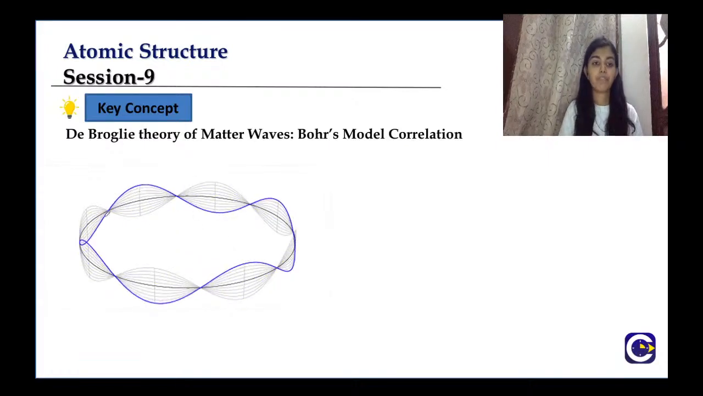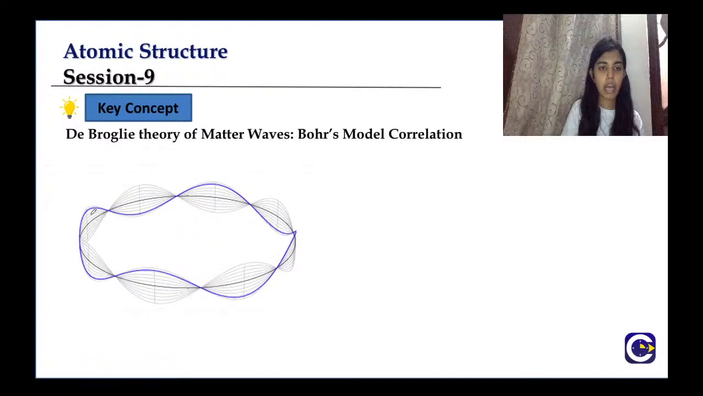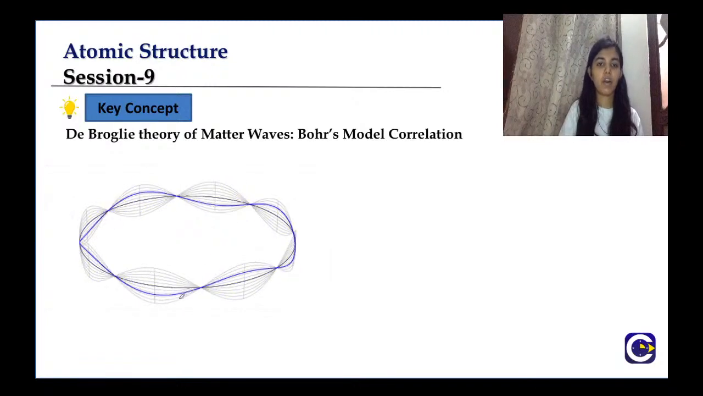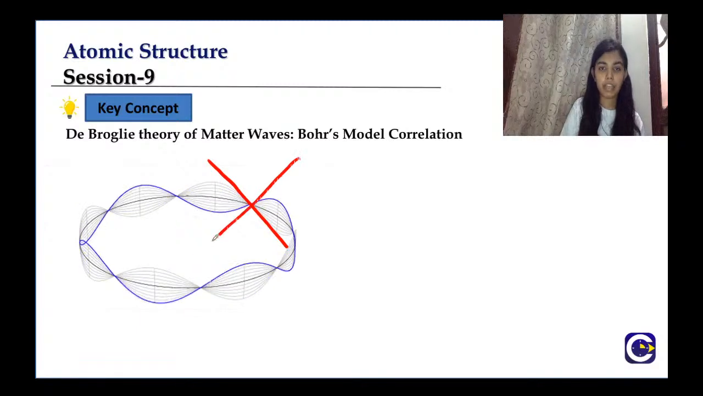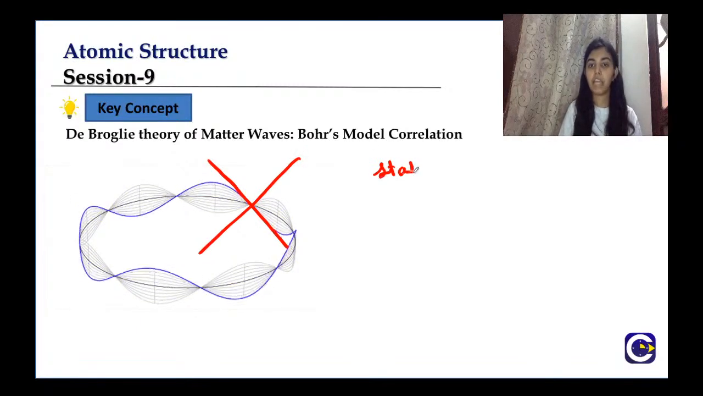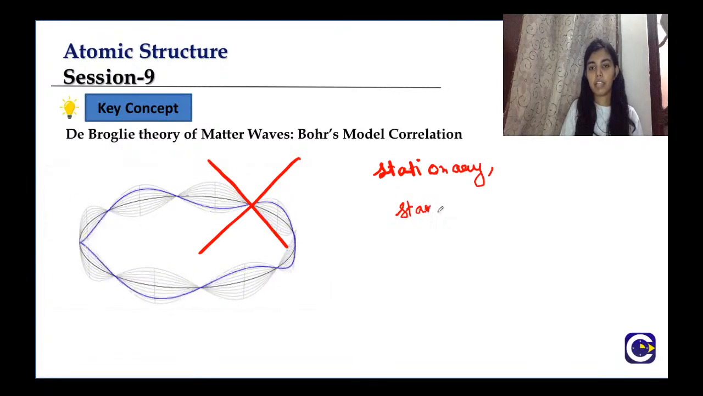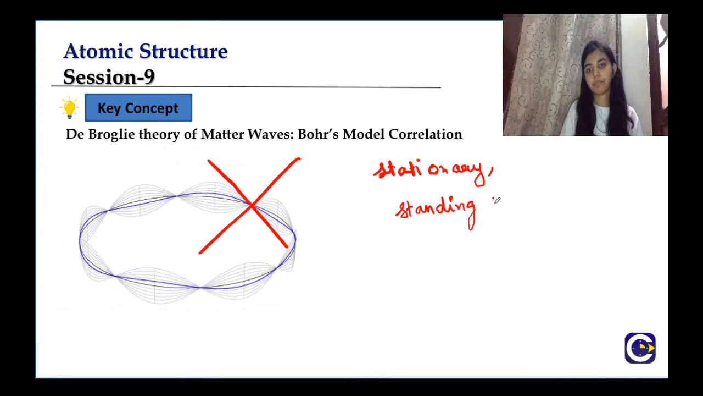He said that generally if you take a wave, they are continuously moving like this. But the matter waves which are associated with electrons are not moving like this. They are stationary waves, also known as standing waves. They will just be present as they are.